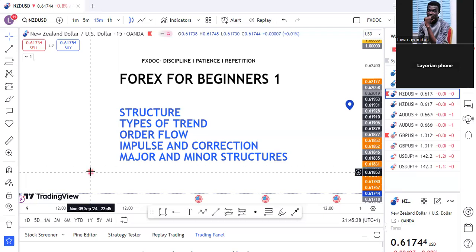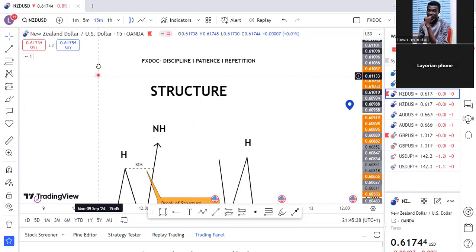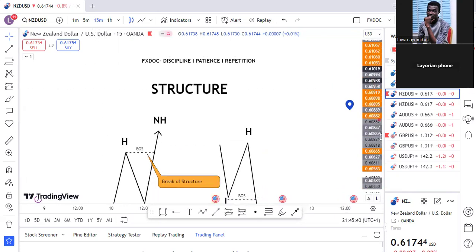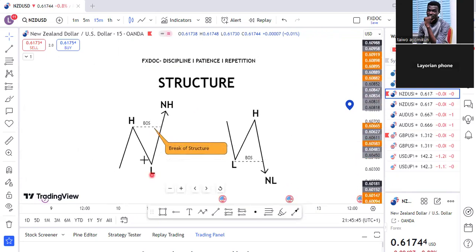Now, in forex market, there are 2 things that happen. It is either we are buying or we are selling. Buying means going up, selling means coming down. It's as simple as that. So right here now we have structure. This is a buy model. This one right here is a buy model. This one here is a buy model.